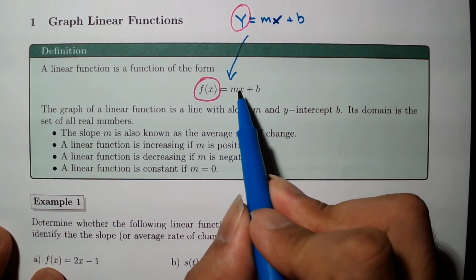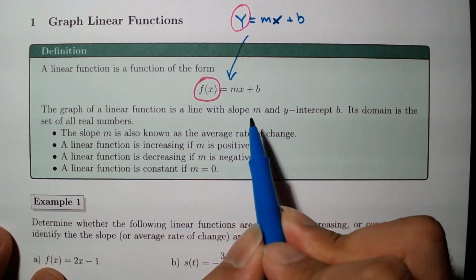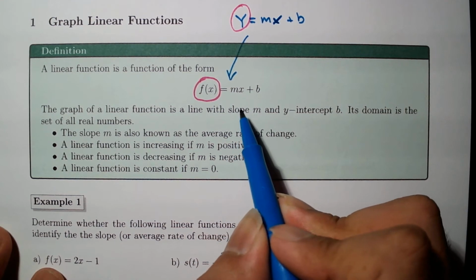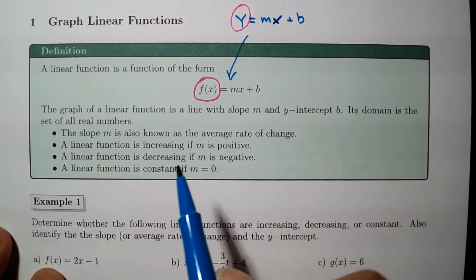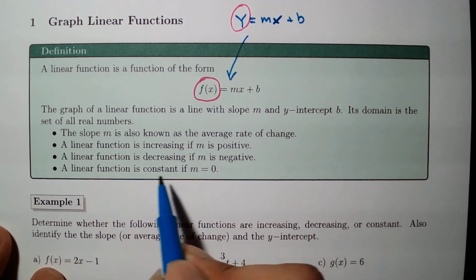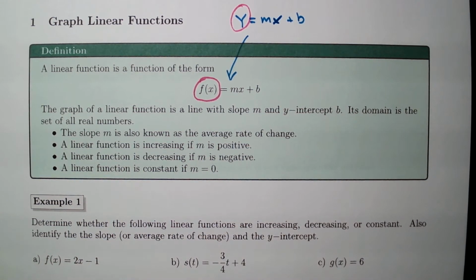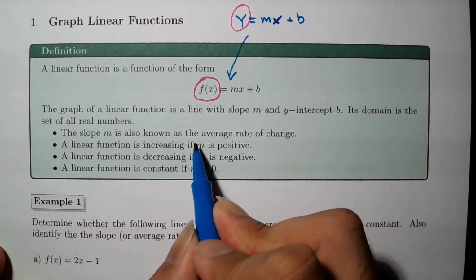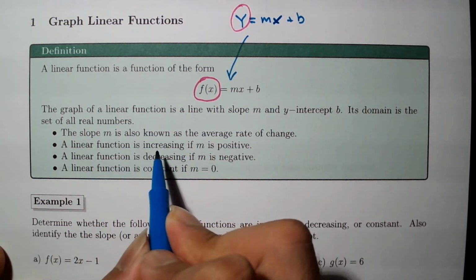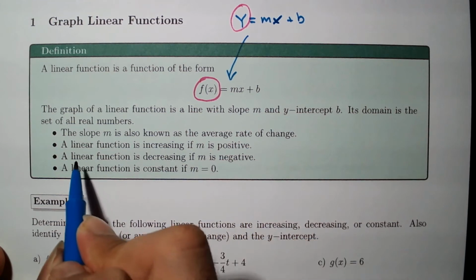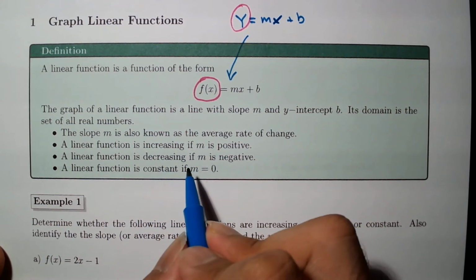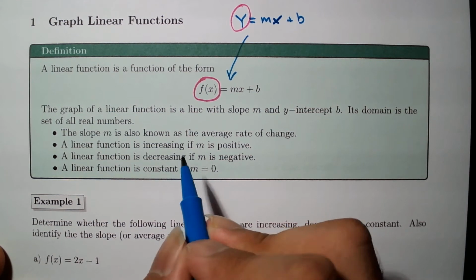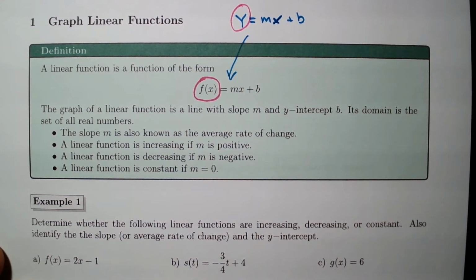Again, let's recall that the number that multiplies x is the slope, which is also known as the average rate of change, and b is the y-intercept. Also, the new thing we're going to learn about linear functions is that when we have a positive slope, the linear function is increasing. When we have a negative slope, the linear function is decreasing. And if the slope of the line is 0, then the function is constant.